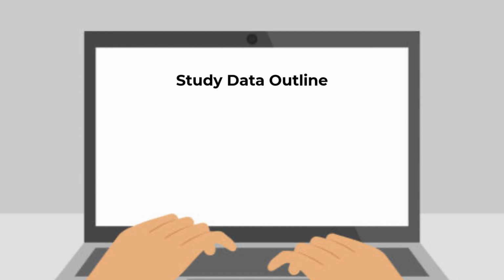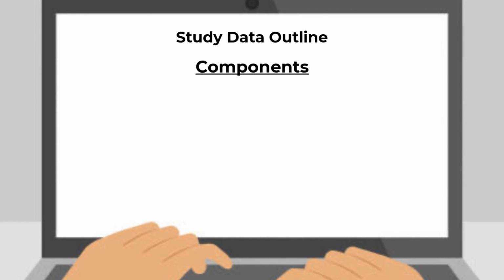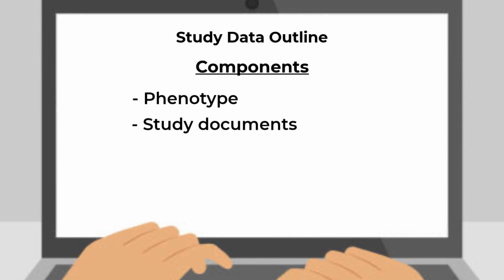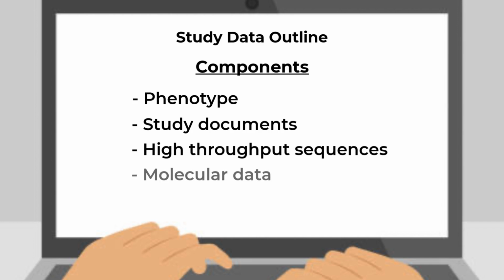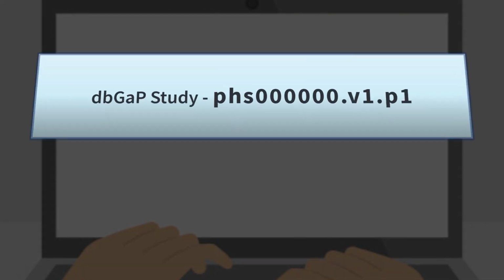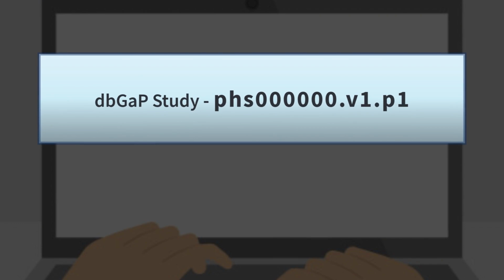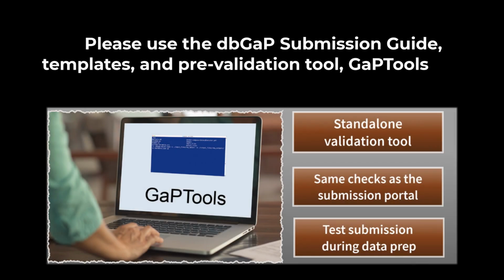The major data components, which we'll refer to throughout the video, are phenotype, study documents, high-throughput sequences, molecular data, and association analyses, which are aggregated summary results from genome-wide association studies, or GWAS. Once the study data outline is completed, the study will be assigned a PHS study accession, which is a permanent identifier that can be used in publications. Please make use of our submission guide, templates, and pre-validation tools such as GAP tools, because cleaner data means faster processing and release of your study.